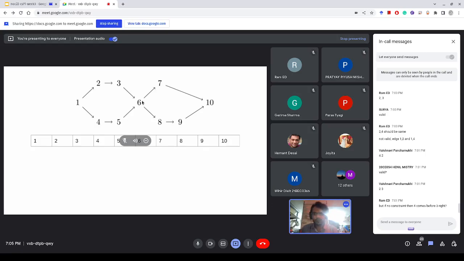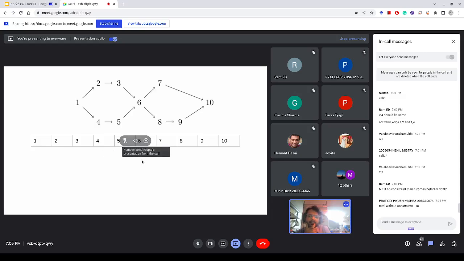Now what about 6? Can you move 6 from this position really? Now 6 basically has two edges coming in from 3 and 5, and two edges coming out to 7 and 8. If you try to put 6 in any other place, you're going to break the topological order, because let's say we exchange 5 and 6 here, then the edge 5 to 6 will actually start coming backward.